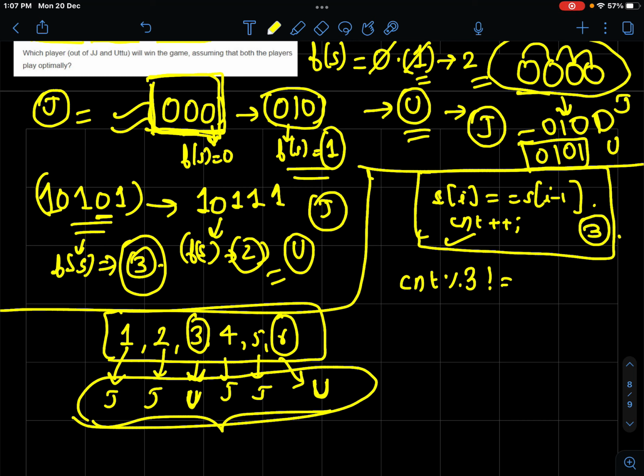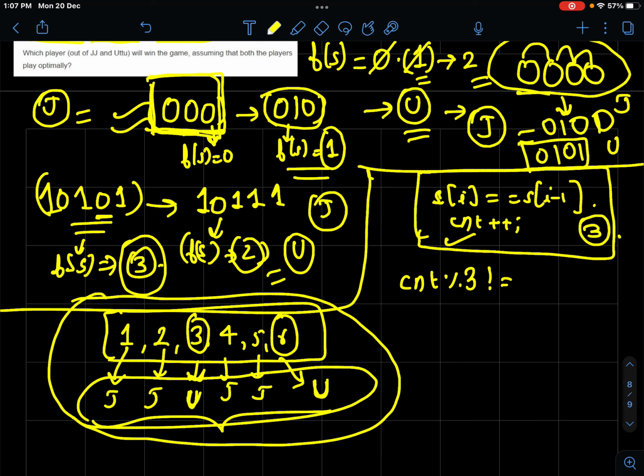One more thing: if the adjacent letters are the same, then we will increment the count. If the adjacent letters are not the same, then what is happening here? Here it is 3 and J can't make a move, so U wins. So the count here will be 0, the count here will be 0, and the count here will be 0. So 0 divided by 3 gives a mod of 0.